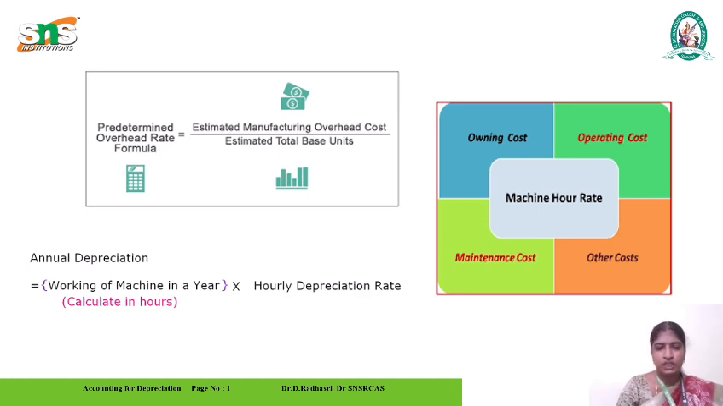In the machine hour rate, we can estimate the manufacturing overhead cost of the product and the total units, using the annual depreciation. The working of machinery in a year, the hourly depreciation rate, is calculated. In the machine, the fixed asset is involved. It is a normal process that we use: the yearly overhead rates for the depreciation of machines. The cost per unit can be calculated for the machines.